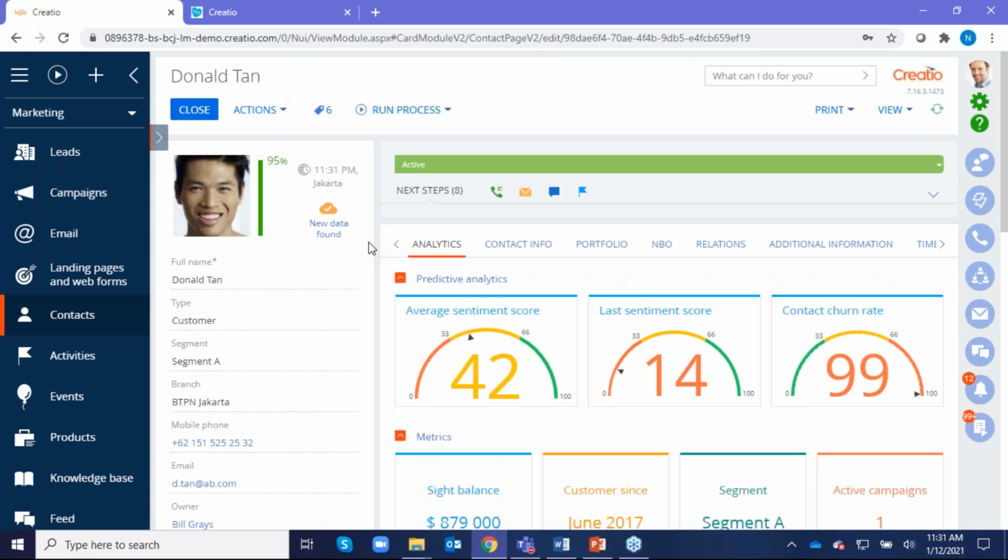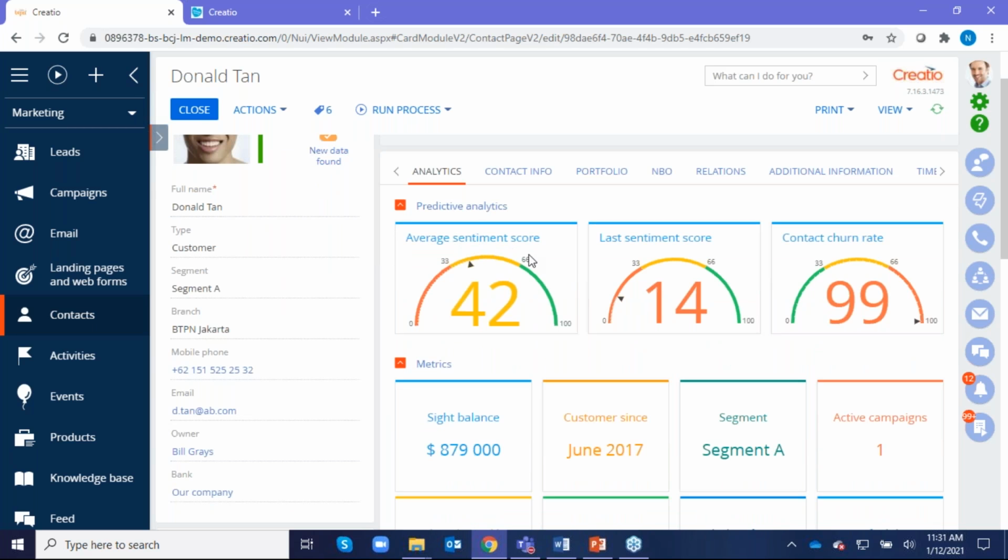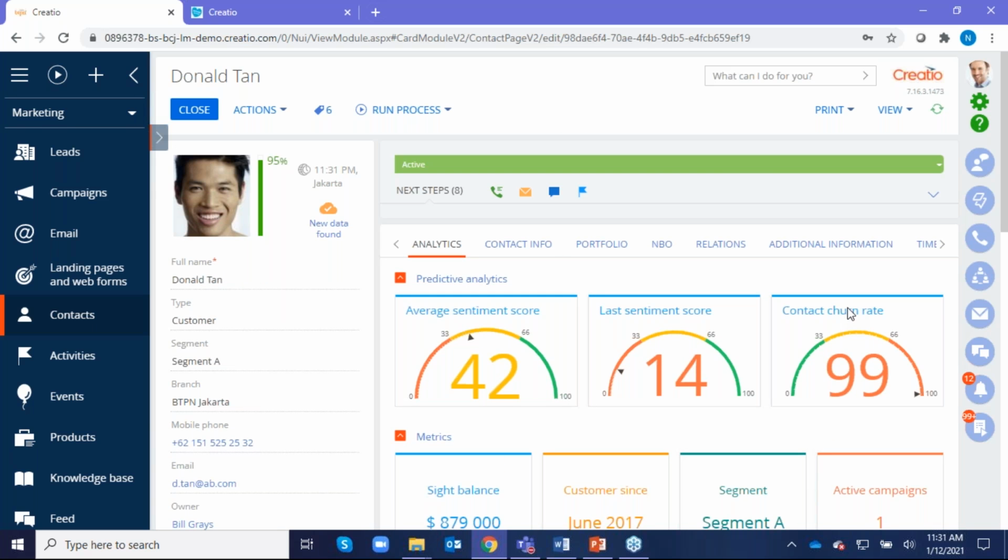Donald Tran obviously has certain metrics that the bank itself is tracking. So, an average sentiment score, which shows how he responds to the bank whenever he makes a customer service call, and the churn rate he's currently at. A churn of 99 is pretty bad, which means that very likely he's doing business with somebody else. It's now time for us to go ahead and bring him back and so on and so forth, right? So those are all things that you can do.